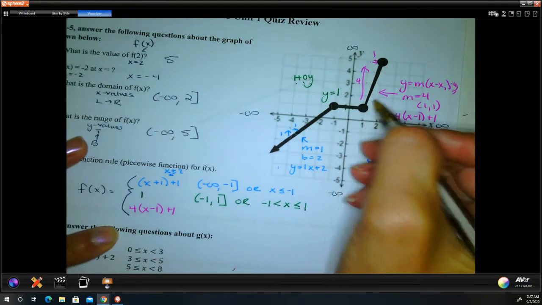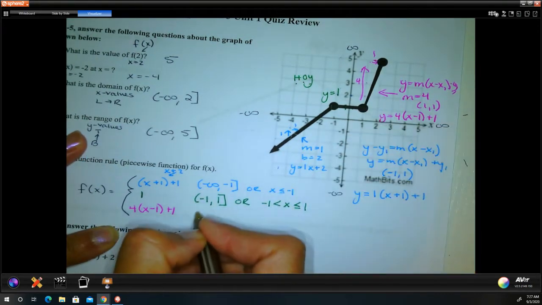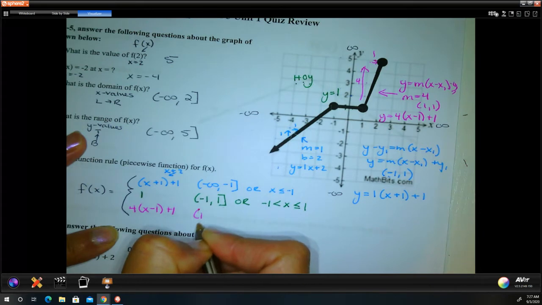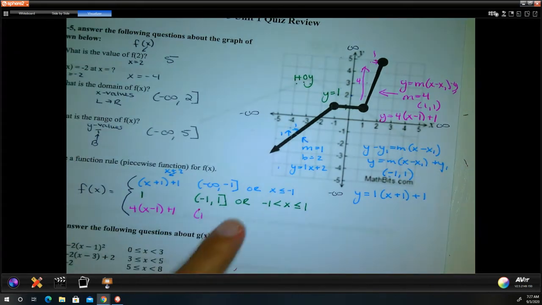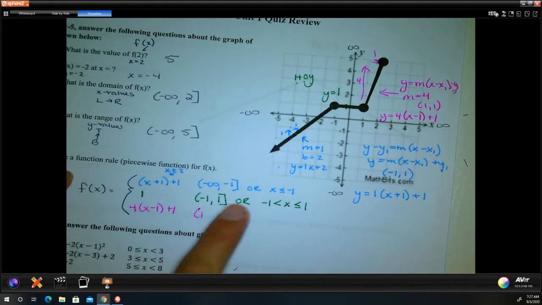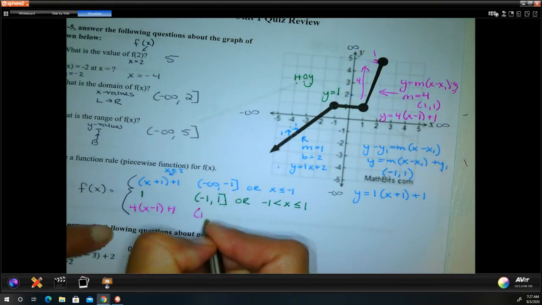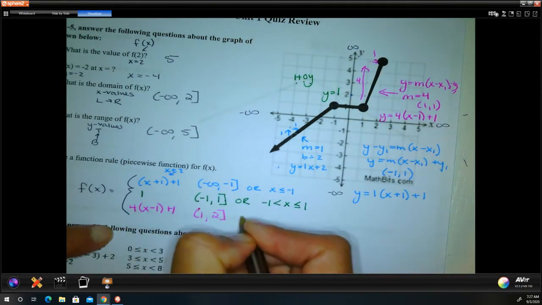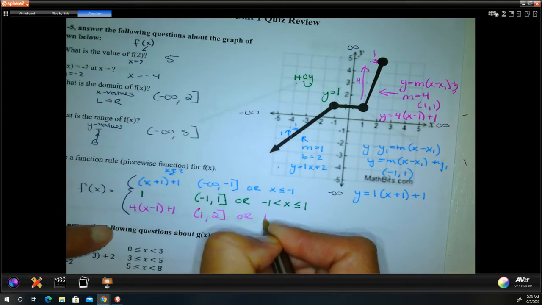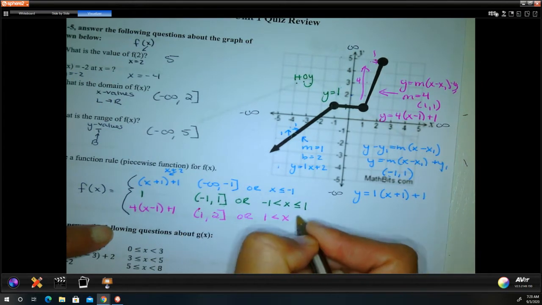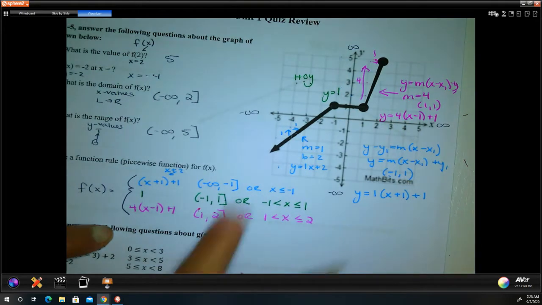All right, so this one goes from 1. And again, I use the 1 there, so I can't use it again here. You could not use it here and use it here, but just don't use it in both. So this goes from 1 to 2, and it's a hard stop at 2. Or you could write that as 1 less than x less than or equal to 2. But I should include 2 since that's a solid point.